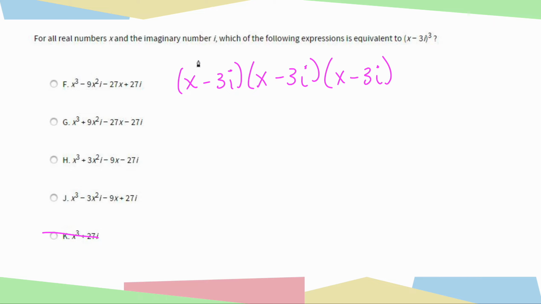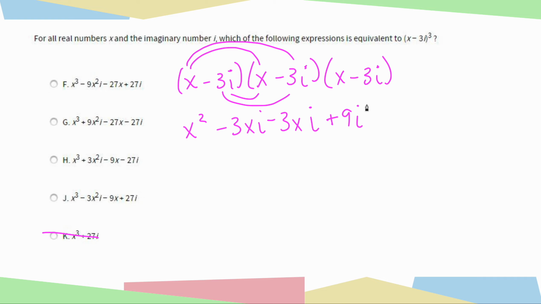Okay, so now let's jump into the actual multiplication. We're going to start with x times x, which is x squared. My outer and inner terms are going to match. They're exactly the same. So I'm going to get a minus 3xi and then another minus 3xi. For my last term, I'm going to get a positive 9i squared. All right, let me clean that up and then I'm going to multiply by this at the end. All right, so cleaning this up, I'm going to get x squared minus 6xi minus 9.